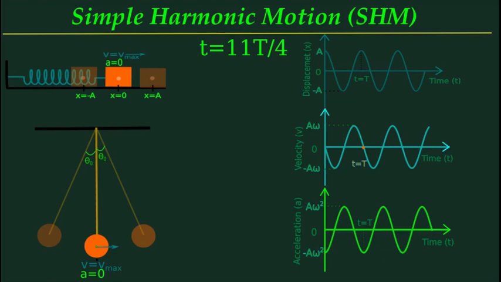Okay, that means when the displacement is maximum, the acceleration will be minimum, and when the displacement is minimum, the acceleration will be maximum. And we can also see that the phase relationship between the velocity and acceleration is pi by 2. Okay.